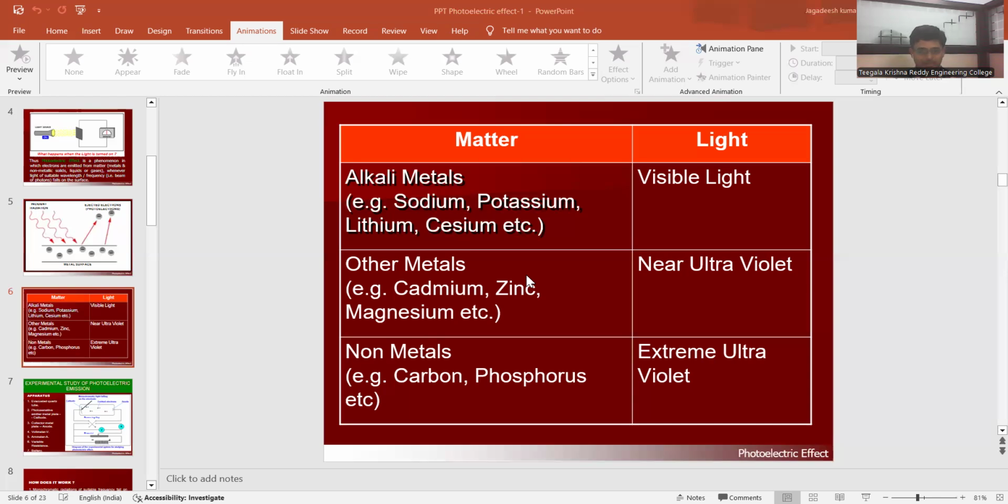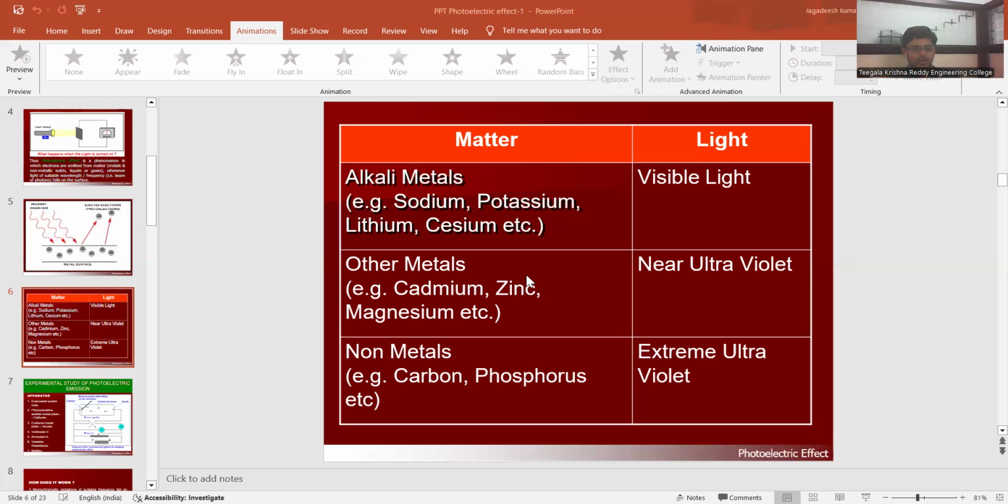Suppose you use metals such as cadmium, zinc, magnesium. At that time, we use light having the suitable frequency, that is wavelength. That light is near ultraviolet light. The near ultraviolet light falls on the metals. From the metal, the electron is emitted. That electron passes through the circuit. When the electron passes through the circuit, there is electric current.